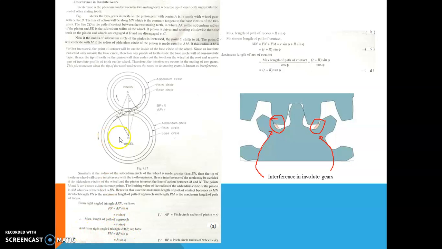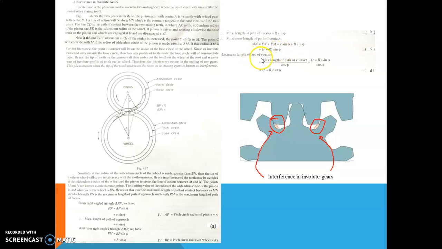And from the right angle triangle BPM, PM equals BP sine of phi. BP is capital R, so replace BP by capital R. So the maximum length of path of recess equals capital R into sine of phi. Therefore, the maximum length of path of contact MN is the addition of PN plus PM. Substituting PN as small r into sine of phi and PM as capital R into sine of phi, you get MN equals small r plus capital R into sine of phi.